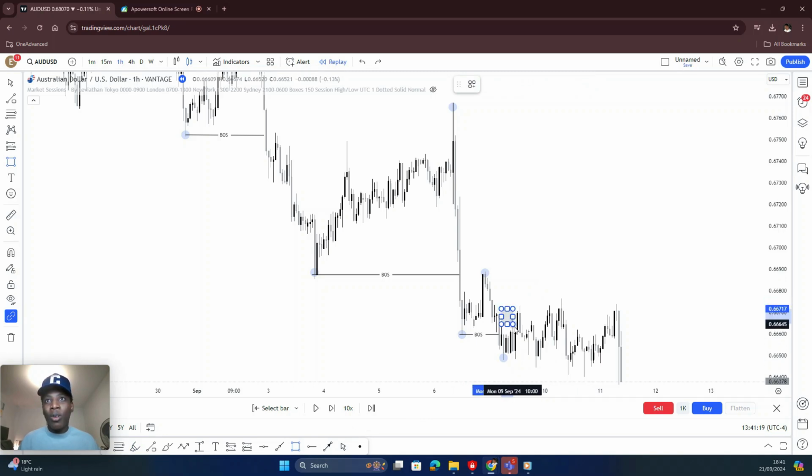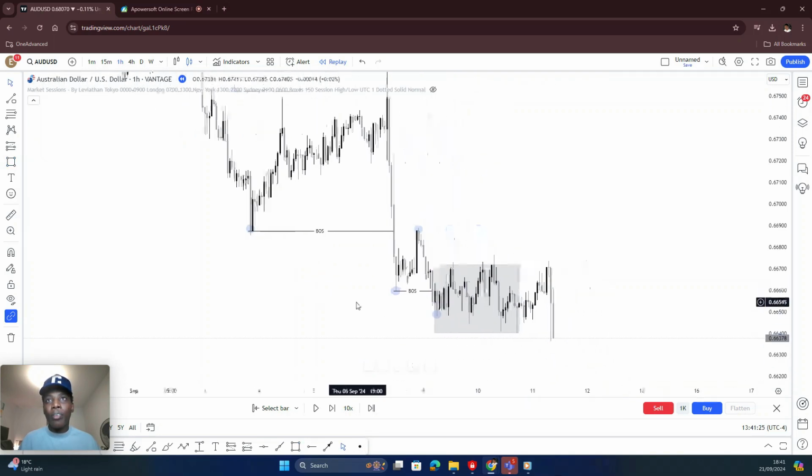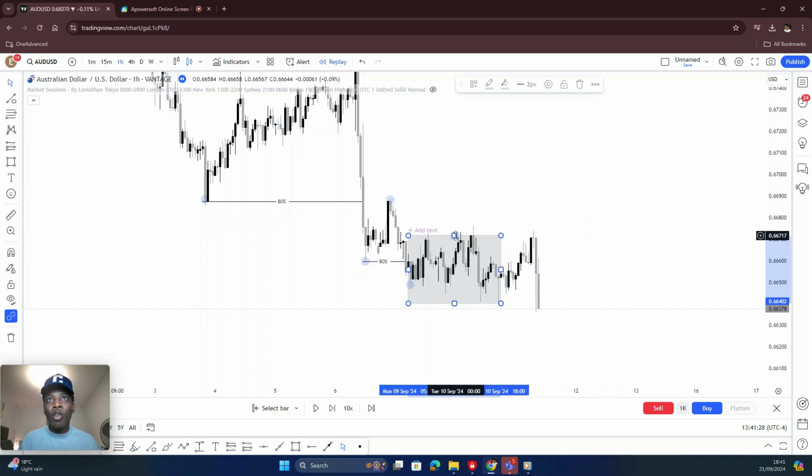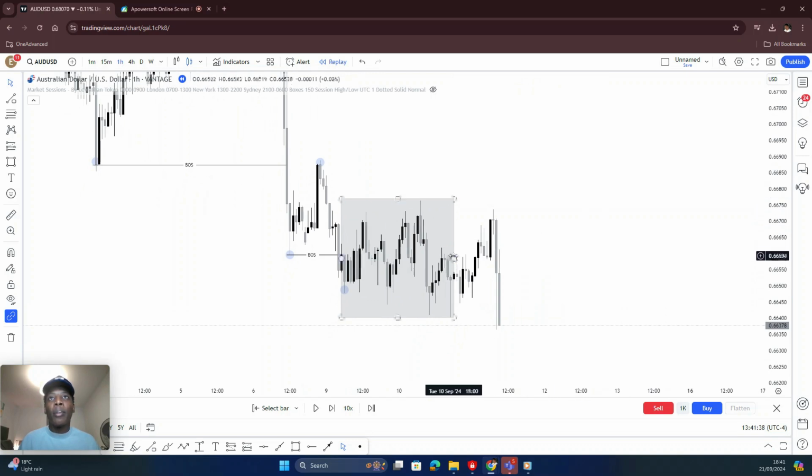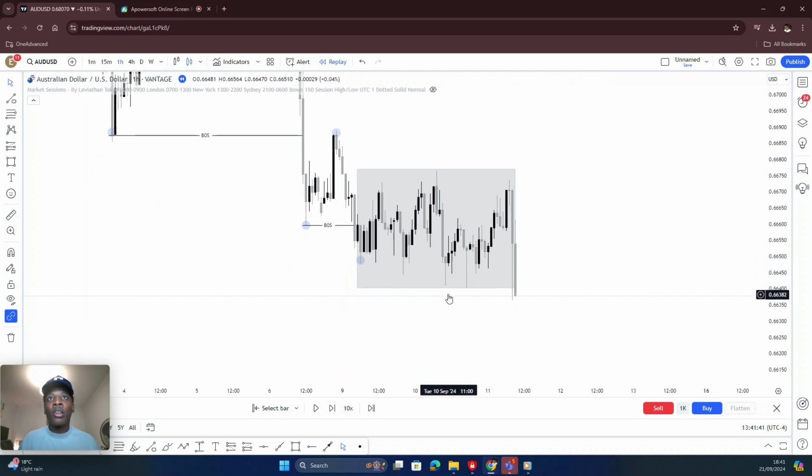Okay. So now we can see after price created a break of structure, price is currently in a consolidation right here. See that price is in a consolidation format. Now, until price breaks this consolidation to the upside or to the downside, we are not trading it. We are waiting for price to break through this consolidation, which it did here, right?